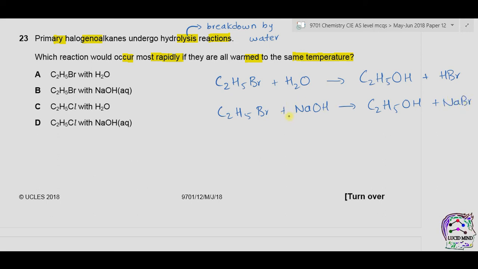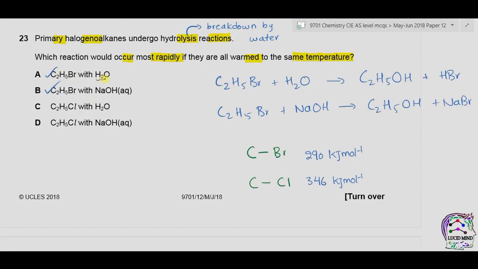Now the reaction rate depends on two things. First is the carbon halogen bond. We have carbon bromine bond, and in the next two options we have carbon chlorine bond. Now the carbon chlorine bond is stronger. It needs 346 kilojoules per mole to break, while carbon bromine bond is comparatively weak. It will need only 290 kilojoules per mole to break. So therefore the reaction involving breakage of carbon bromine will be faster as compared to the reaction involving carbon chlorine. So it could be this one or this one.